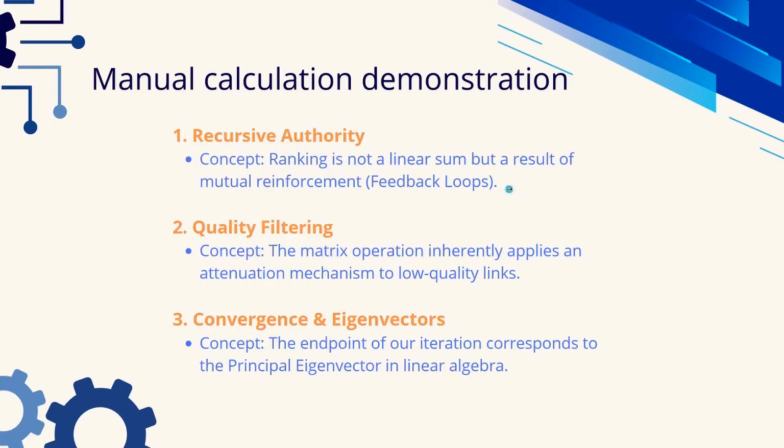Finally, let's summarize the 3 core implications revealed by this manual calculation. Recursive authority. The ranking is not a linear sum, but rather a result of mutual reinforcement. The strong get stronger, because a positive feedback loop is formed between authority nodes.